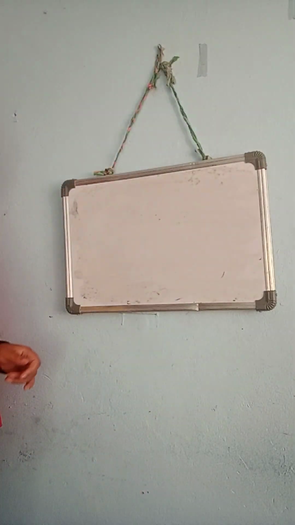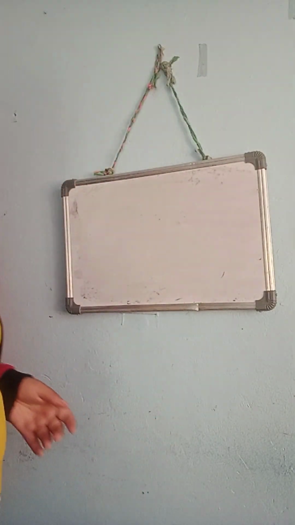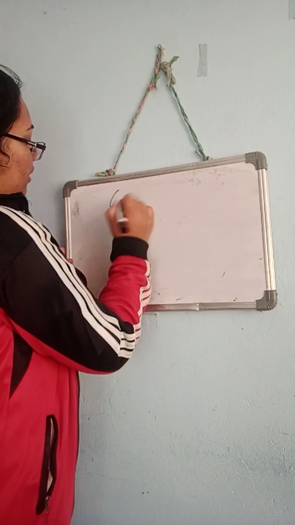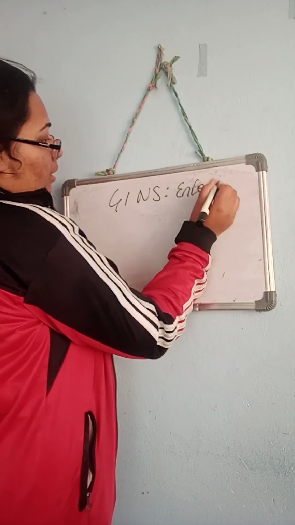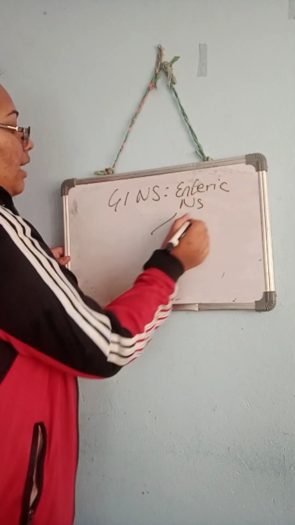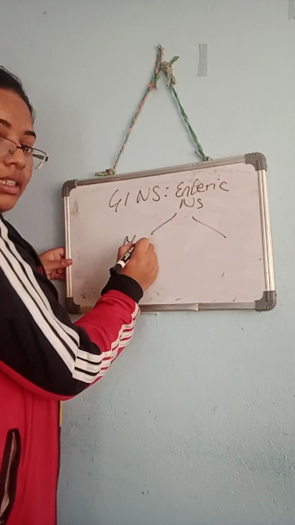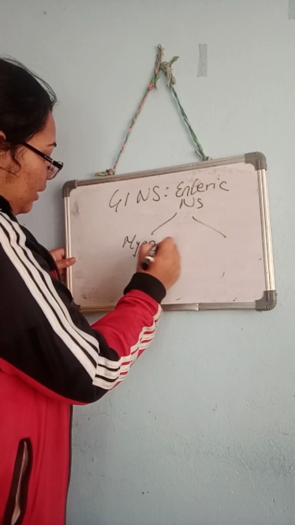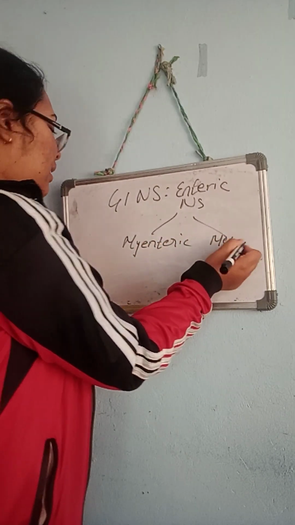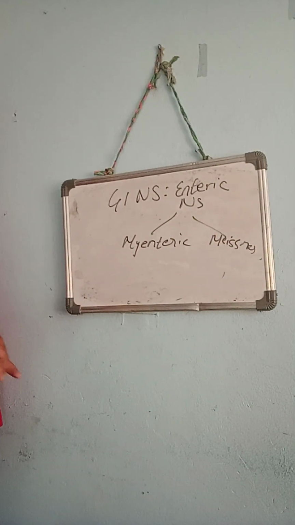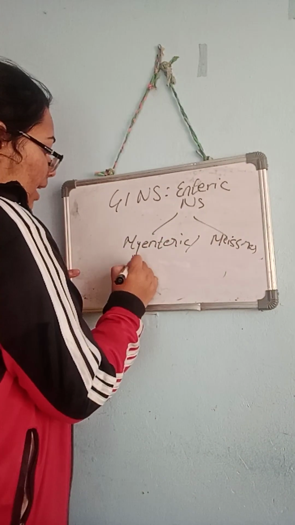Friends, today we will be learning about the GI nervous system, that is the enteric nervous system. The GI nervous system, or the enteric nervous system, consists of mainly two types of plexuses: the myenteric plexus and the Meissner plexus. The myenteric plexus is also known as the Auerbach plexus.